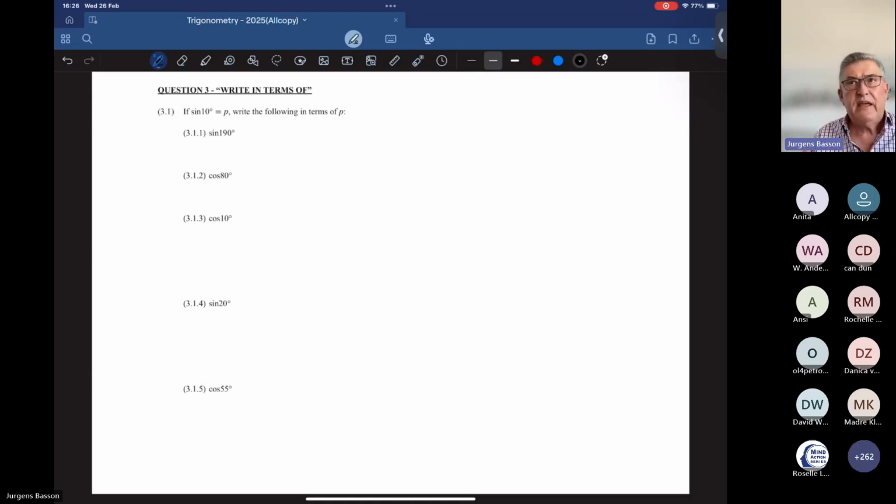The same, and we want to get the angle the same. So you notice that given to us, I'm just going to write it down, that sine 10 is p. They ask us sine 190. Now 190 is in the third quadrant, so I'm not worried about the sign.